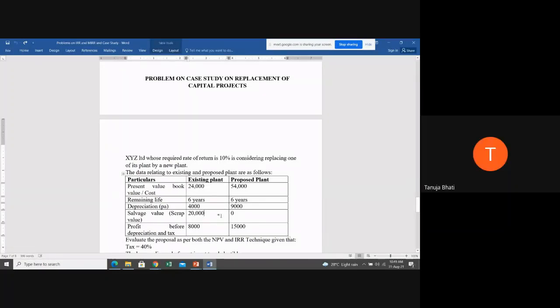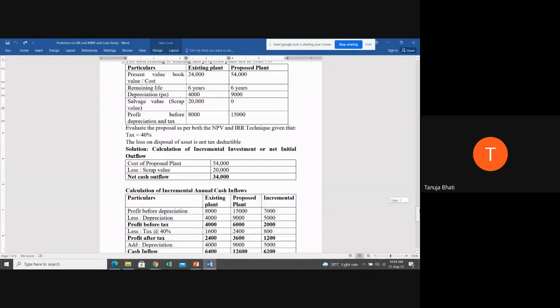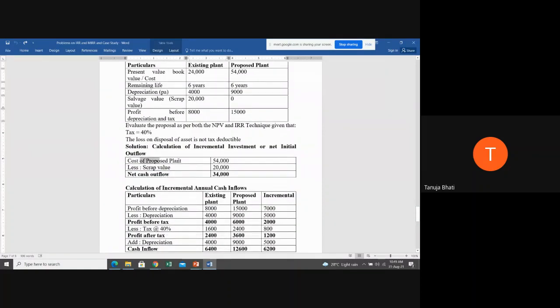Okay, very good, 34,000. The cost of the proposed plant is 54,000 less the scrap value, because this is the value you're getting, so you have to subtract it. So what is your net cash outflow? It is 34,000. Very good.